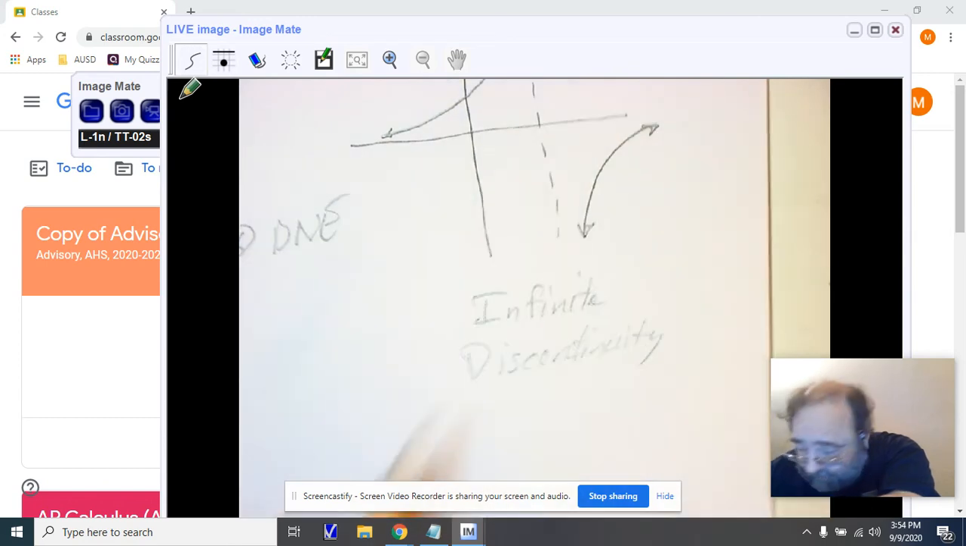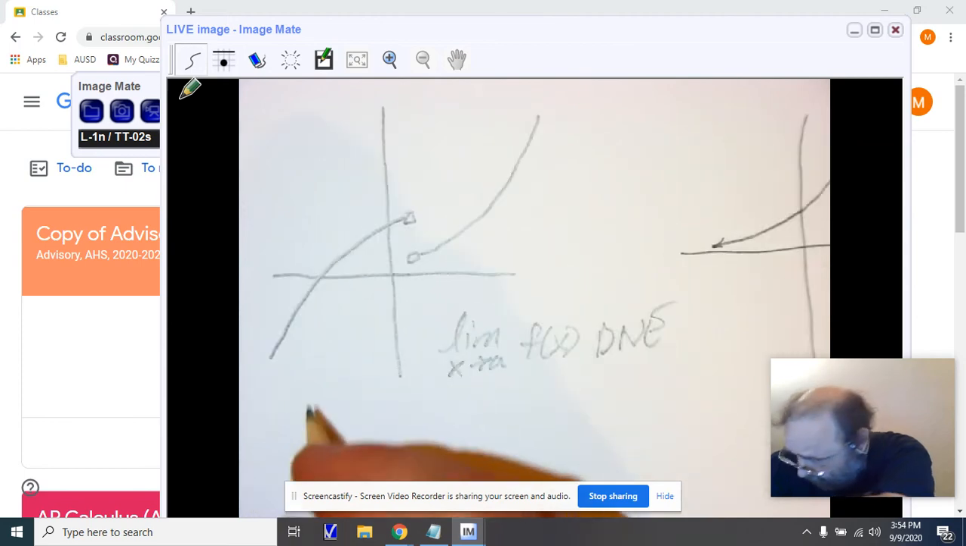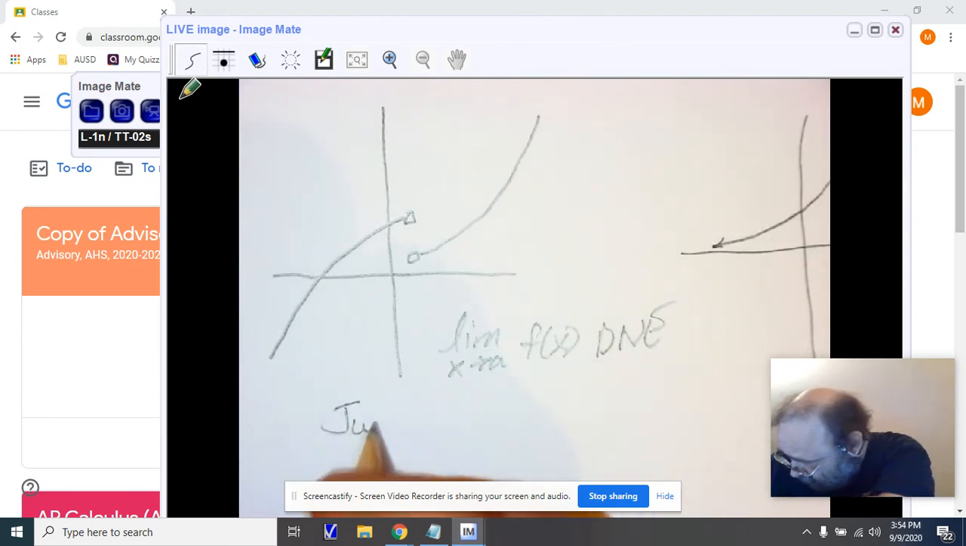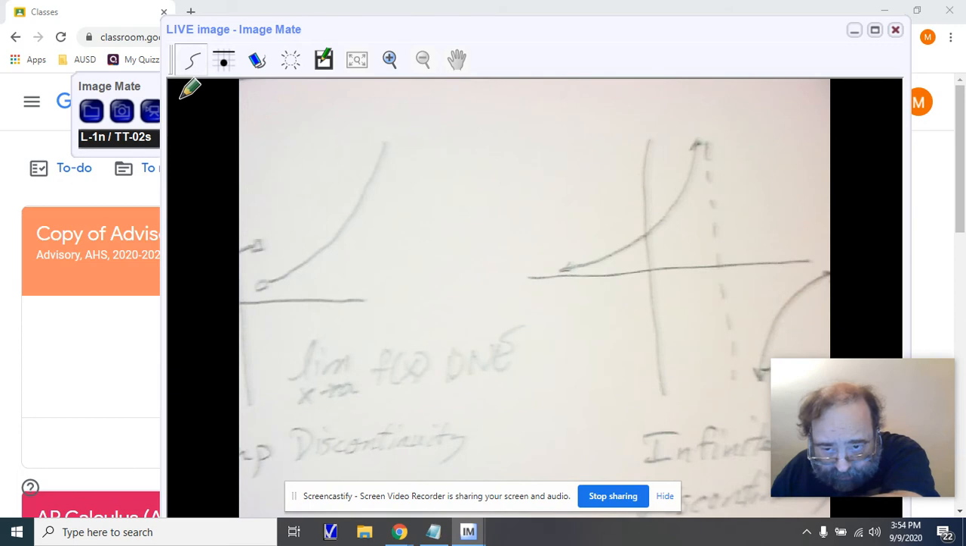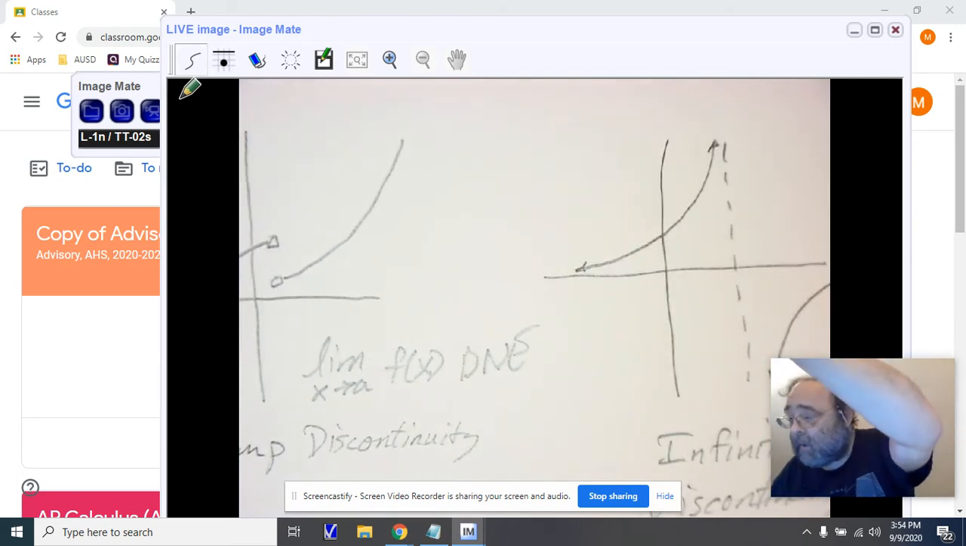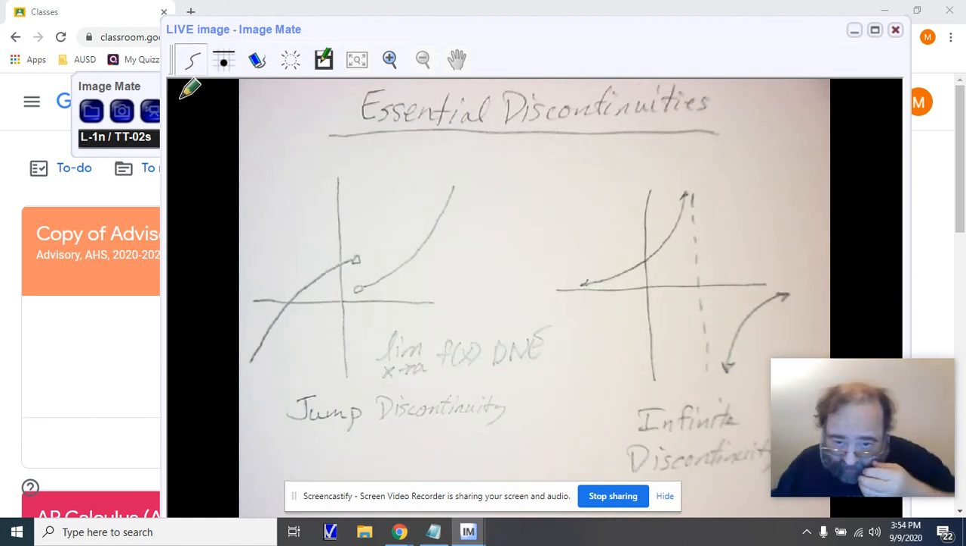Let's just make sure we state what this other one was. This one was a jump discontinuity. Notice that with both essential discontinuities, the limit does not exist. Notice we could have a one-sided limit, or we might not have a one-sided limit from either side. Either way, the limit does not exist.